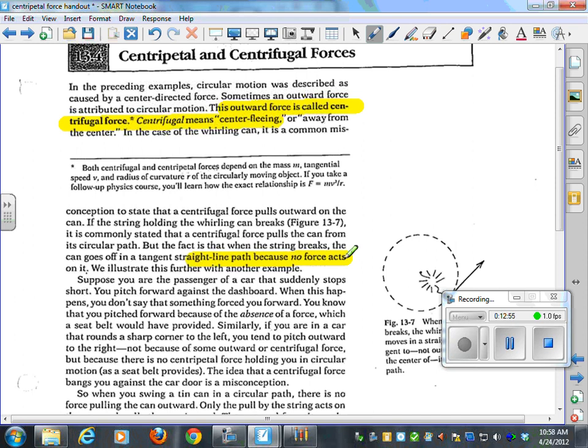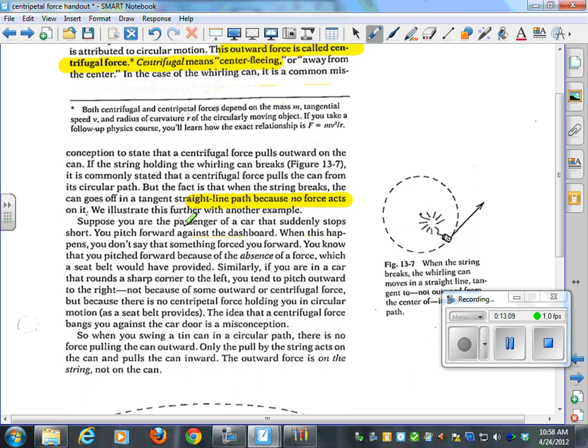Go. But now, is it because of a force that it flew out? That's because of the absence of a force. Absence of a force, inertia. Suppose you're a passenger in a car that suddenly stops short. Someone slams on the brakes. You pitch forward against the dashboard. Bang! When this happens, you don't say that something forced you forward, right? Nothing pushed you forward.